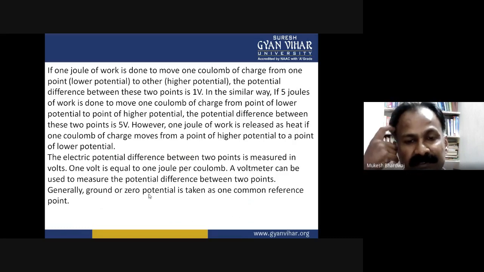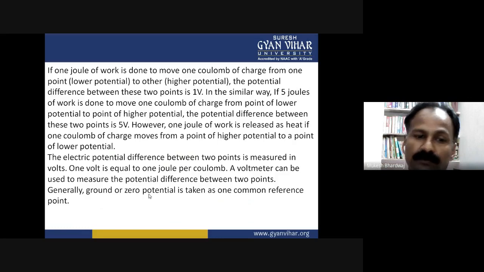The electric potential difference between 2 points is measured in volts. 1 volt is equal to 1 joule per coulomb. A voltmeter can be used to measure the potential difference between the 2 points. Generally, ground or zero potential is taken as the common reference point.